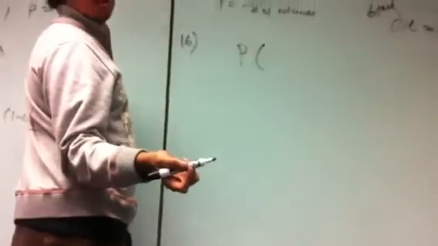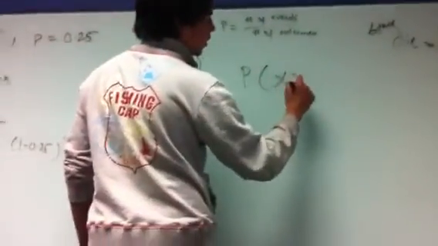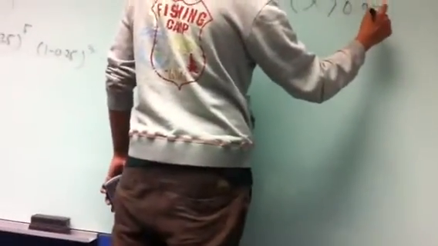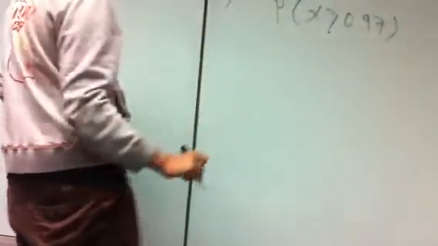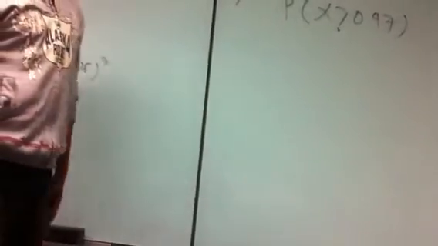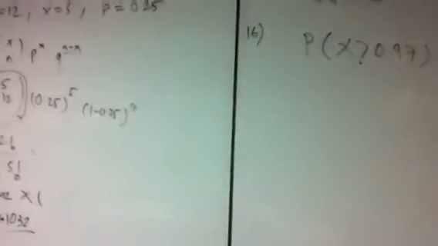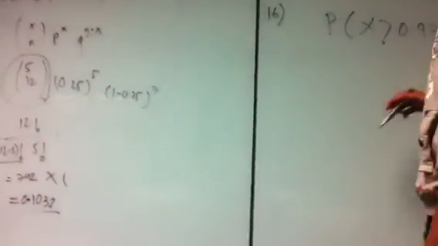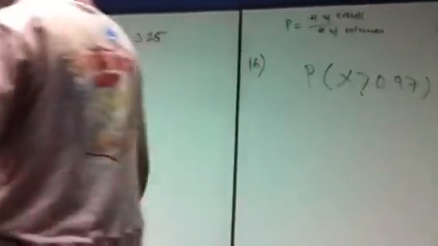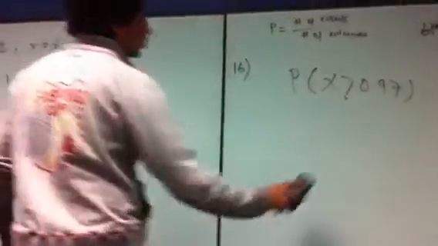So it asks you to find the probability of x greater than what? 0.97. Is it greater or smaller? It is greater. No, it's smaller. Okay, you should know this.